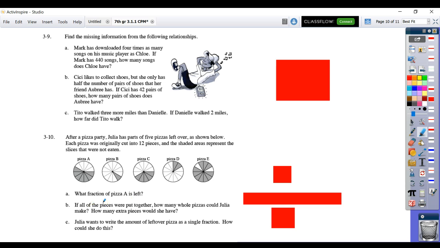B, if you put all the pieces together, how many whole pizzas could she make and how many extra pieces would she have? And C, Julie wants to write the amount of leftover pizza as a single fraction. How could she do this? So instead of making it a mixed number like you have in B, make it into an improper fraction or fraction greater than 1.